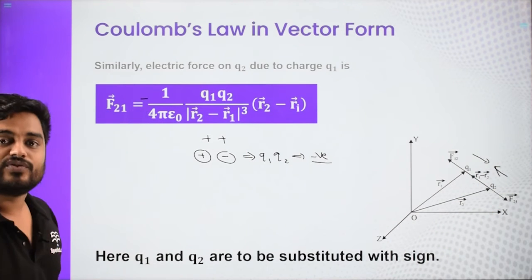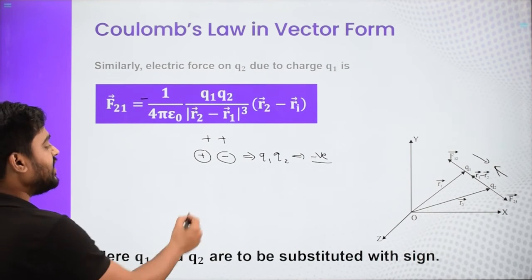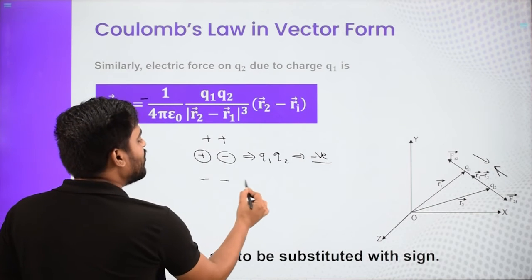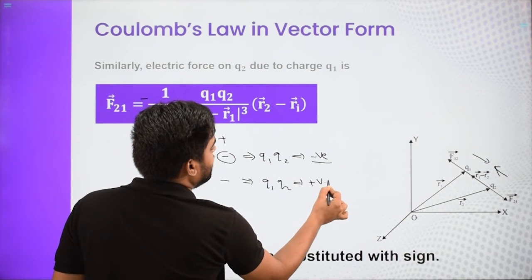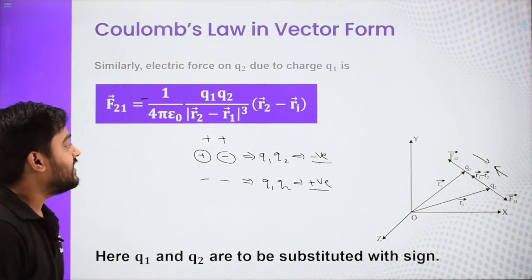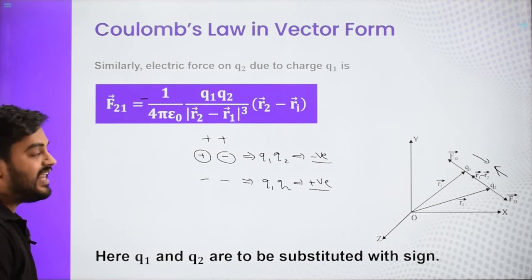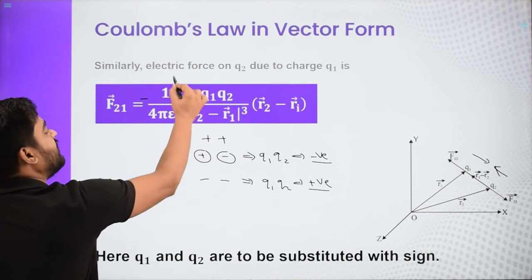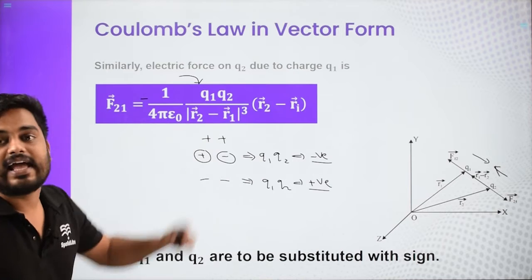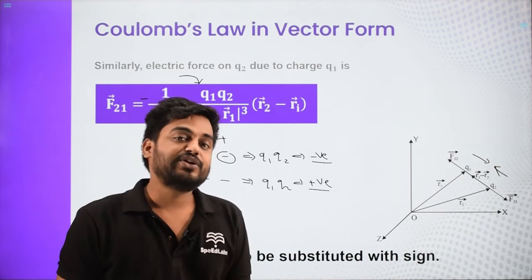It will directly give you the force in its vector form. And what if both are negative? Then Q1 Q2 will again be positive and the direction will be the same as the direction which we have already found. So they will repel each other like charges. So you always need to remember that in vector form, you need to put Q1 with sign and put Q2 with sign.